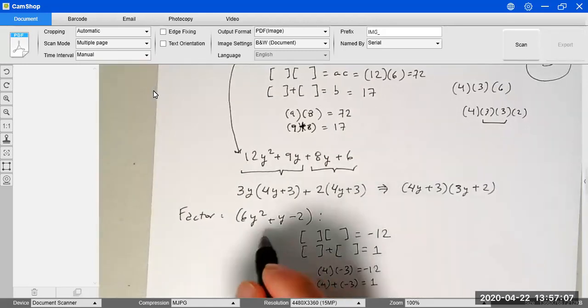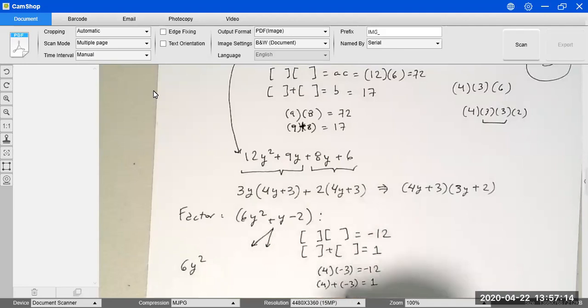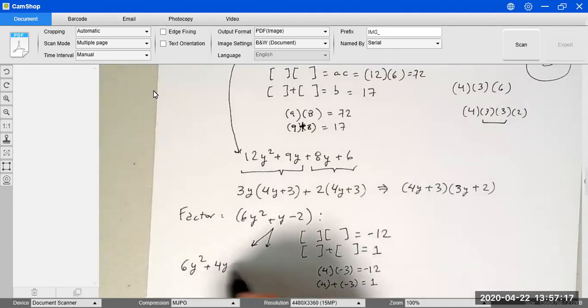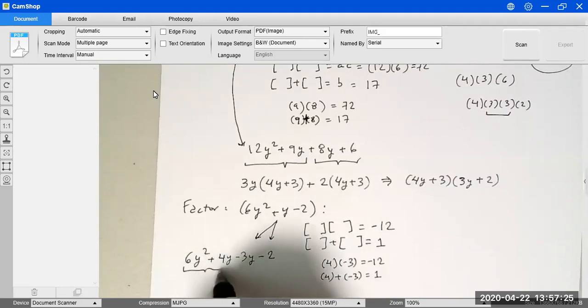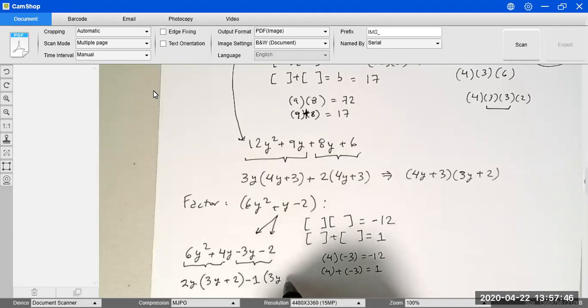So we're going to break the middle term, and we're going to get 6y squared as the leading term. Then you need to write plus 4y minus 3y, and then minus 2. Then we do factoring by grouping. In this case, you're going to have 2y that multiplies 3y plus 2. And from here, you're just going to factor negative 1. So you're going to get 3y plus 2. So at the end, you're going to get 3y plus 2 that multiplies 2y minus 1.